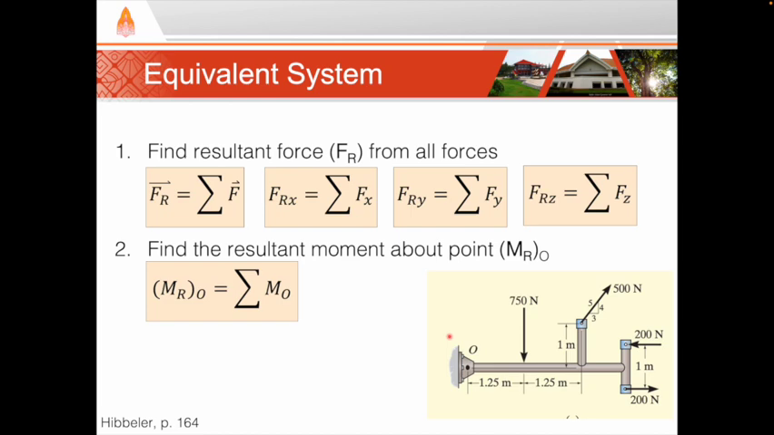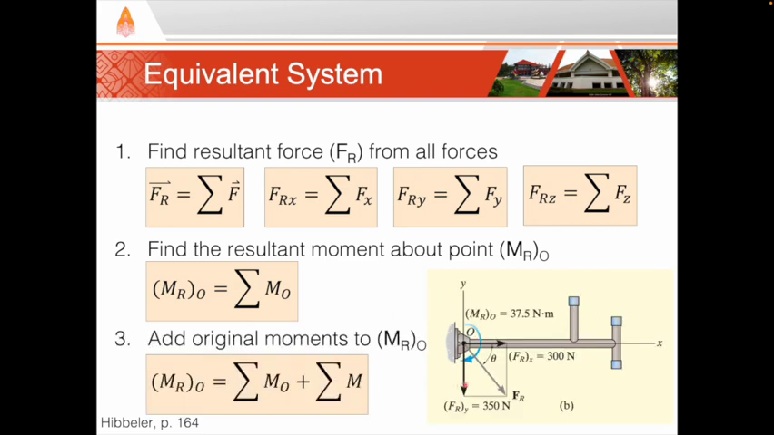The resultant moment about the point O is found by summing up all of the moments created about the point O from all the forces, plus any moments that are applied to the original system. So we see that after following this procedure, we can create an equivalent system in which the force is the sum of all the forces plus the moment that is created from all of the original forces. And this system is equivalent, in terms of its effects, to the original system.